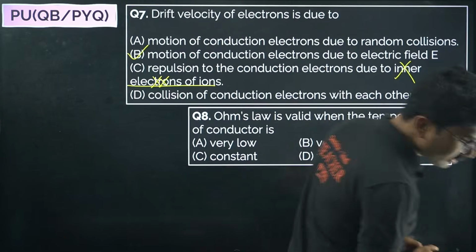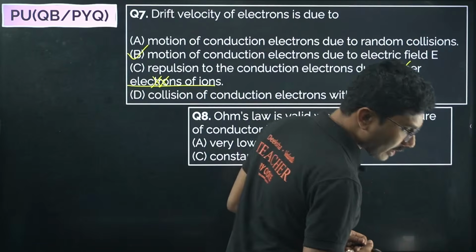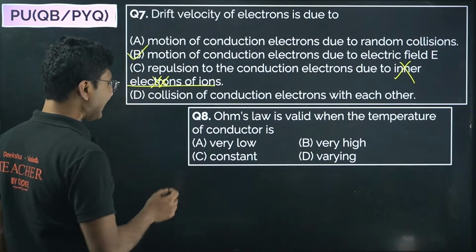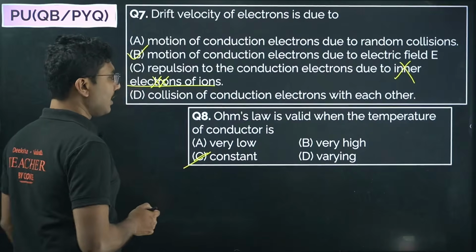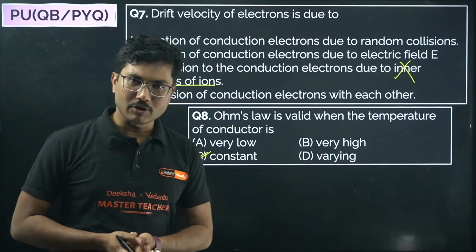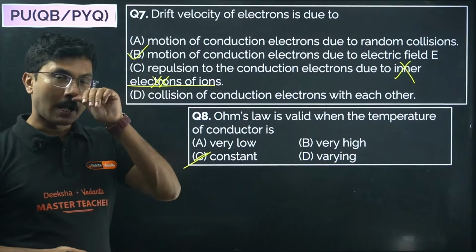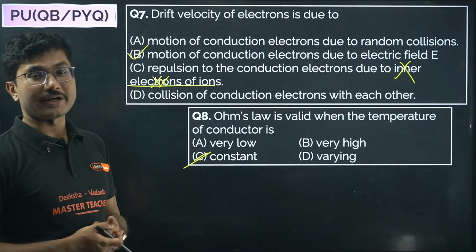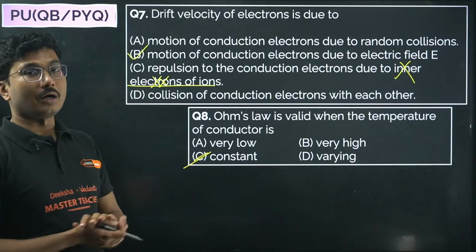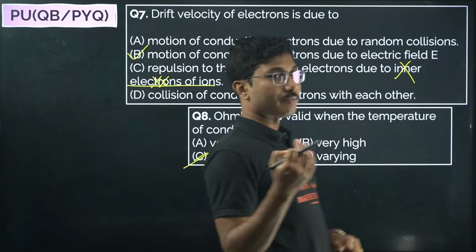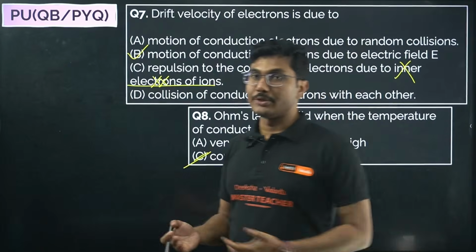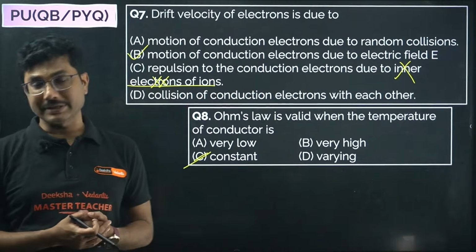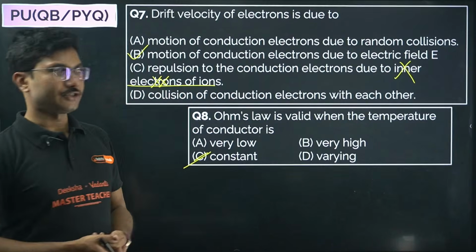Yes, Prashant, Mohammad Ibrahim, you are correct. It is option C, which is constant. Ohm's law is valid when temperature is constant. This is one of the conditions of Ohm's law. The other condition, as I mentioned, is the physical condition, in the sense that the physical state of the conductor should remain the same: the length should remain the same and the width should remain the same. Those are the physical conditions.